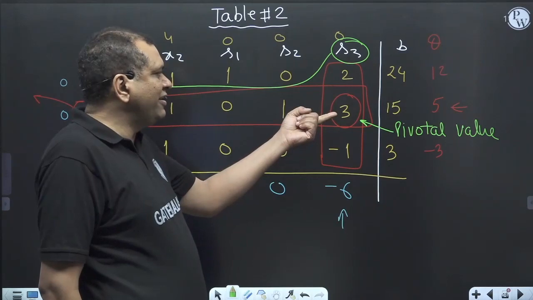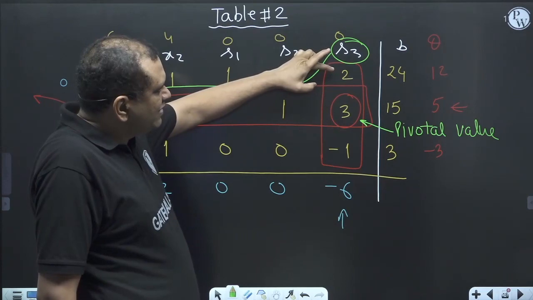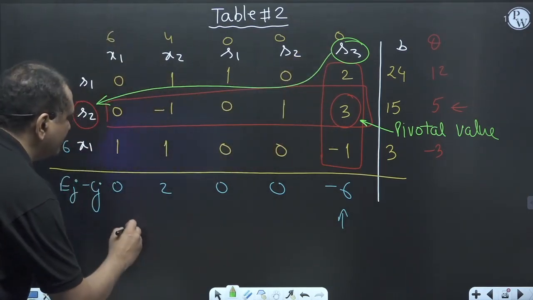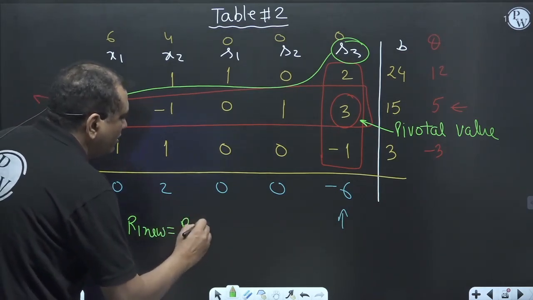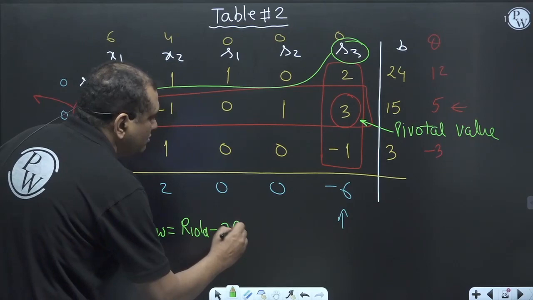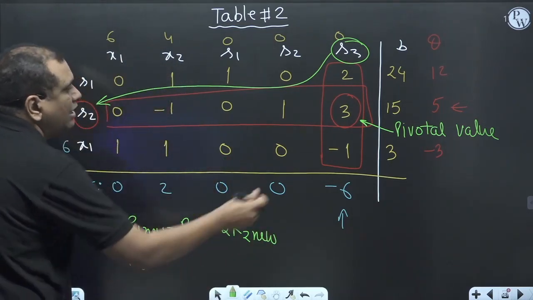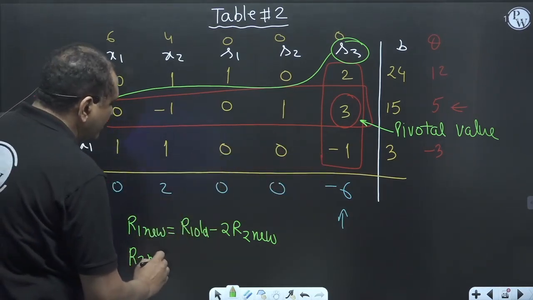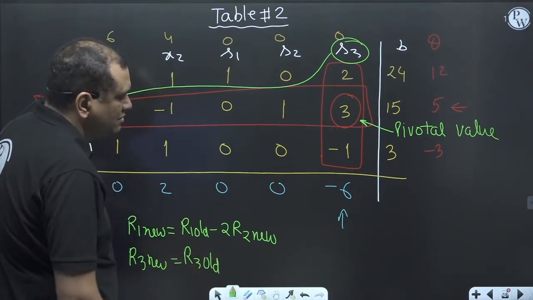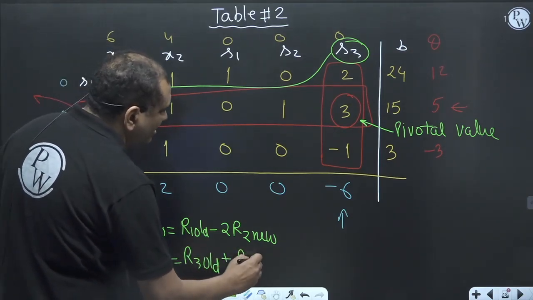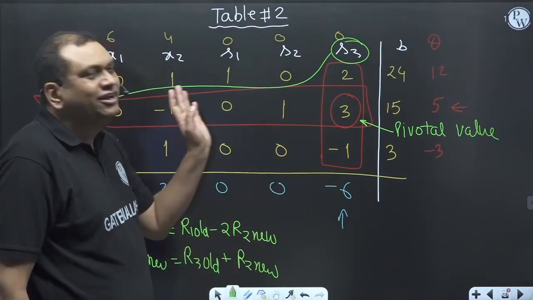How to make the pivotal value 1? Divide by 3. Make this value 0 and this value 0. So how to do it? R1 new will be R1 old minus 2 R2 new. How to make this 0? R3 new is nothing but R3 old plus R2 new. This will be 1. This is minus 1 already, na? So when you do these operations, you will get a new table.